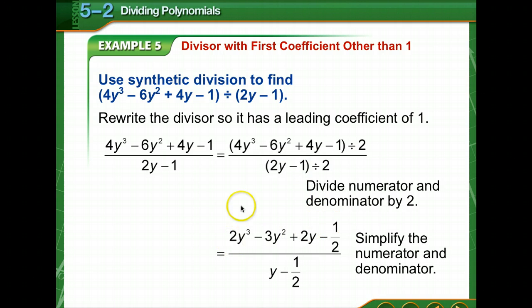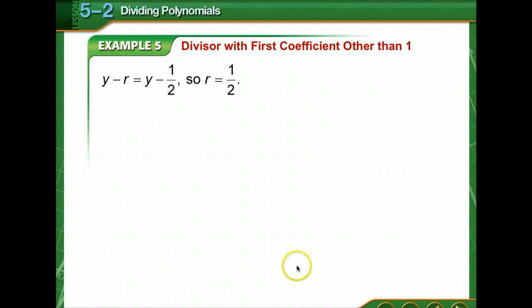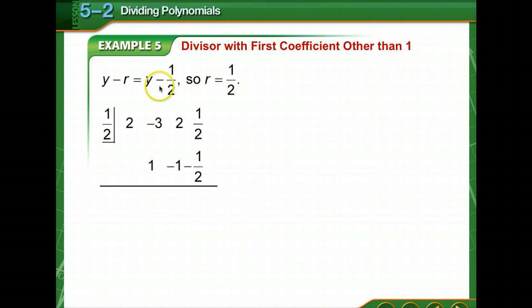Okay, so this is what it looks like when we simplify the numerator and the denominator. We've divided it all by 2. Now we have a coefficient of 1. So y minus 1/2, so r is a positive 1/2. That goes in the box. We have a 2, a negative 3, a 2, and 1/2. So bring down our 2. 2 times 1/2 is 1.